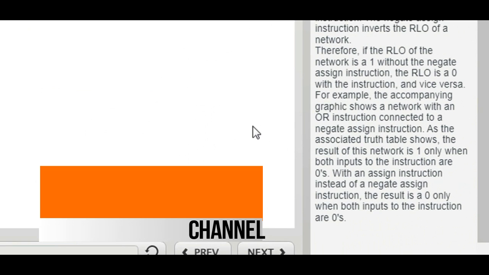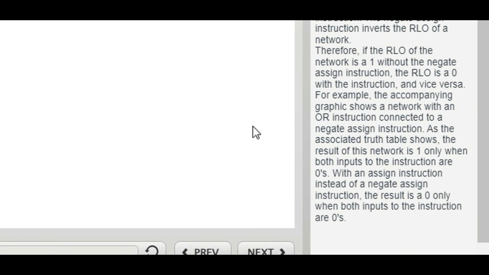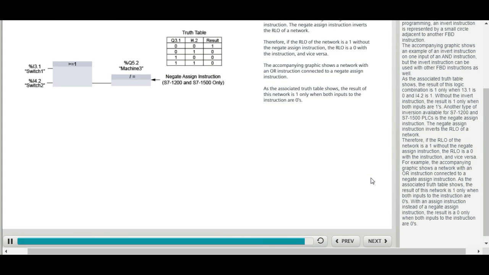For example, the accompanying graphic shows a network with an OR instruction connected to a negate assign instruction. As the associated truth table shows, the result of this network is a 1 only when both of the inputs to the instruction are 0s. With an assign instruction instead of a negate assign instruction, the result is a 0 only when both inputs to the instruction are 0s.